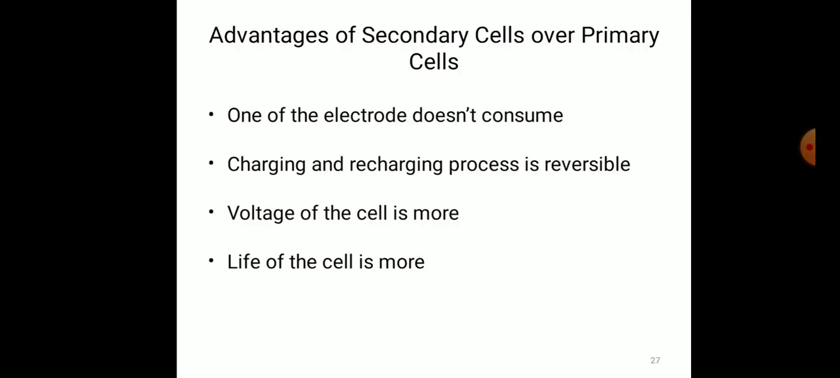Now we are going to compare these two. In the secondary cell, one of the electrodes does not get consumed. In the primary cell the electrodes are consumed; once consumed, that's all, we don't use the cell. The main advantage of this secondary cell is that one of the electrodes is not consumed.